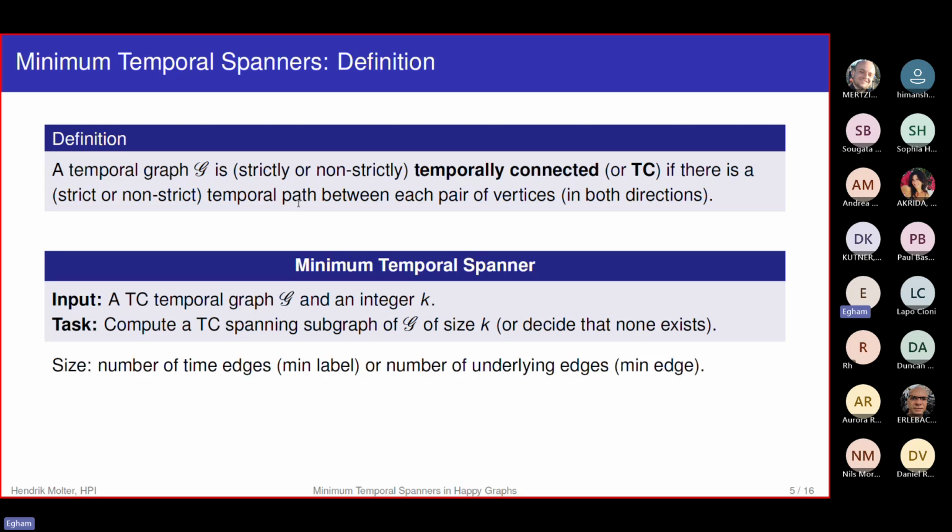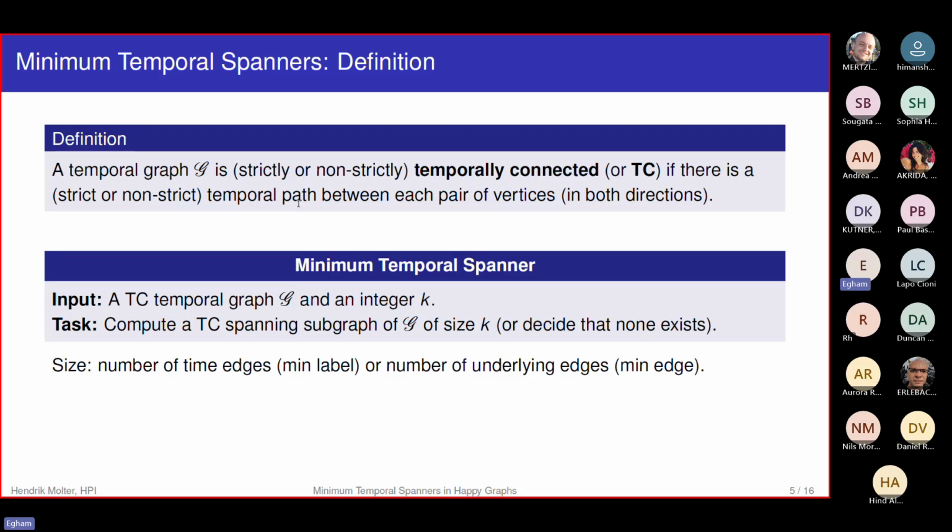The size can either mean the number of time edges or the number of labels that we want to use, but it can also mean the number of edges of the underlying graph. Both of those versions have been considered in the literature. This gives us now 4 problem variants in total, because you can combine the connectivity type with what you consider the size of the spanner, and for each you have 2 options.